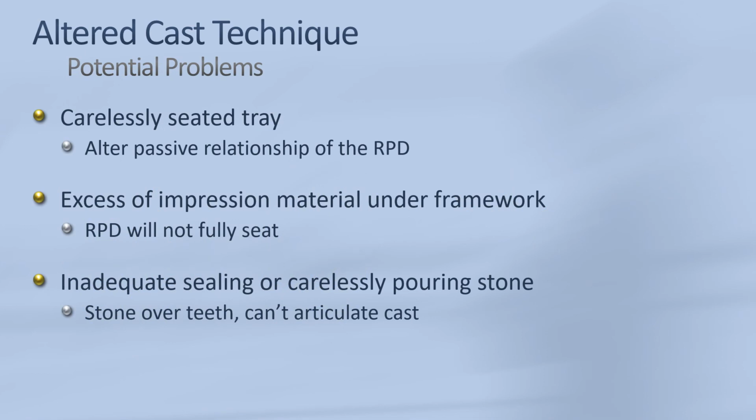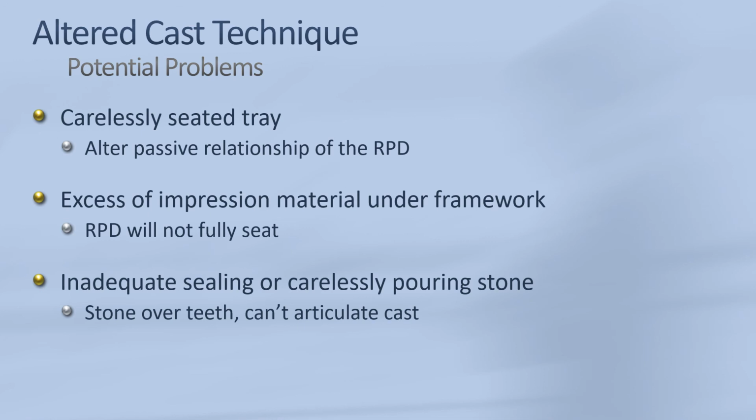On the slide, you can see a list of the most common problems that could be encountered when using the altered cast impression technique. The first problem that will arise quite often is when the framework is not fully seated. It is very important, as discussed earlier, to ensure that all the rest seats are fully seated in their space before taking the impression. The second problem is when impression material went underneath the framework.